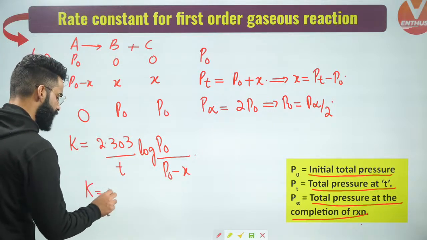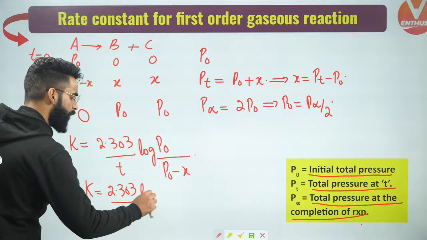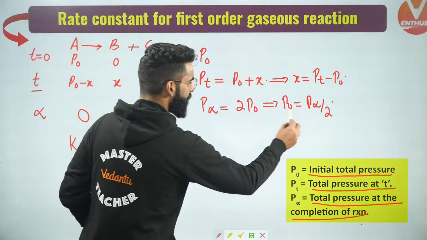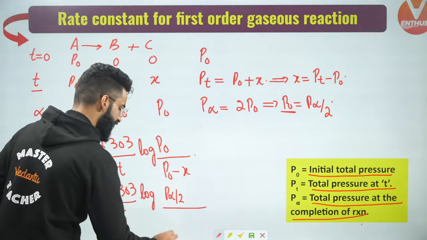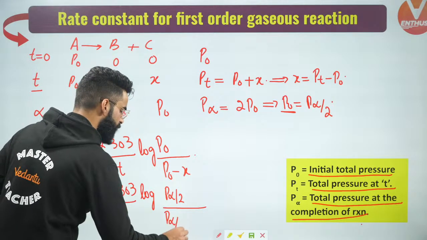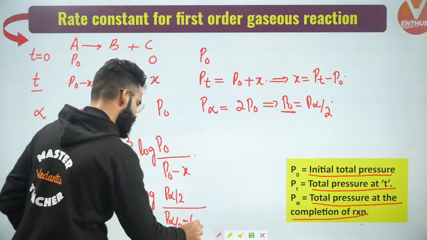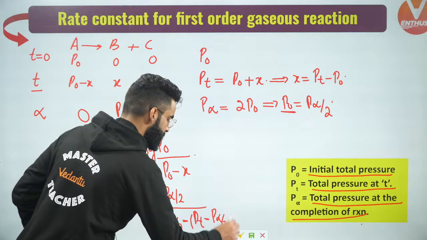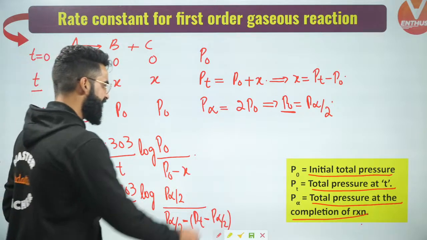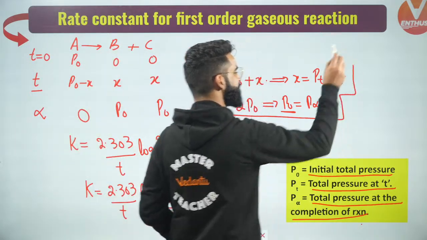I can say K is equal to 2.303 divided by T, log of P naught. People, instead of P naught, can I write P infinite by 2? It's going to be P infinite divided by 2 whole divided by, instead of P naught, P infinite divided by 2 minus X. We know that X is PT minus P naught. I'm going to write it as PT minus P naught, and P naught is nothing but P infinite divided by 2. So people, I'll get one more expression right here, and you're not supposed to remember that expression. I'm just showing you how to make these expressions.